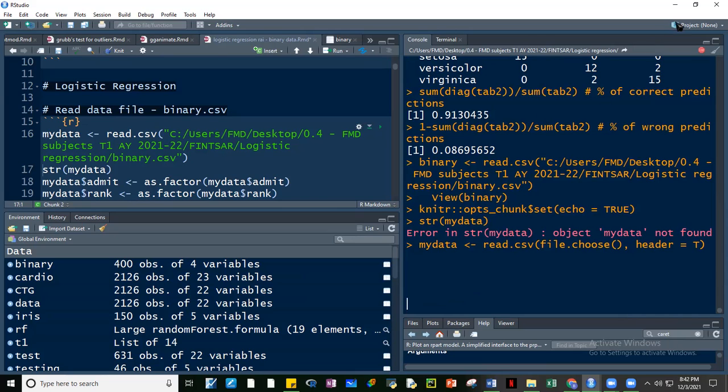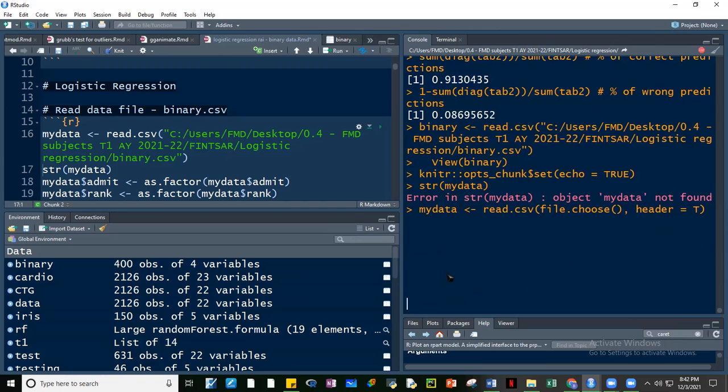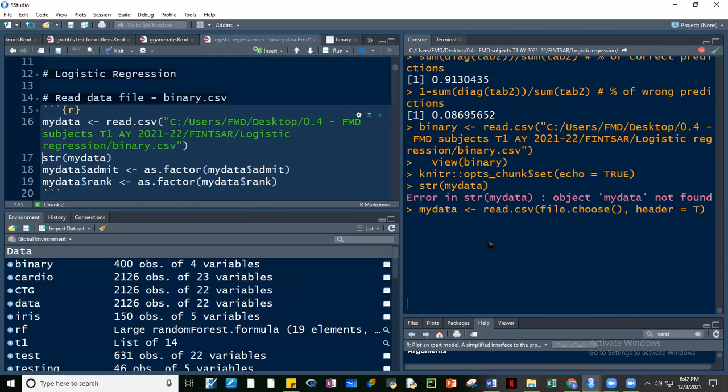Okay, I better close this. Okay. What happened there? It's not reading, it's not running. Okay, this one. It's just a simple code. It's just reading the file.